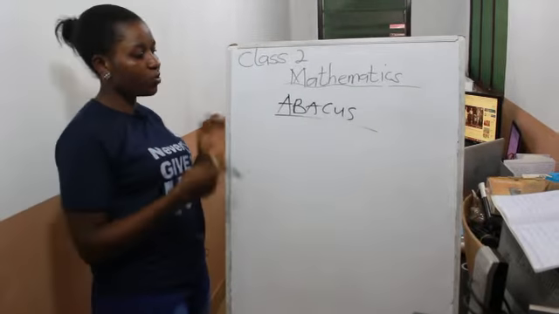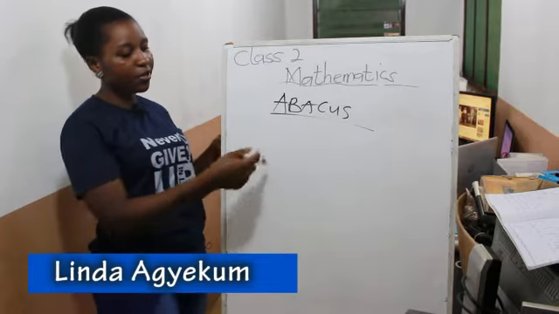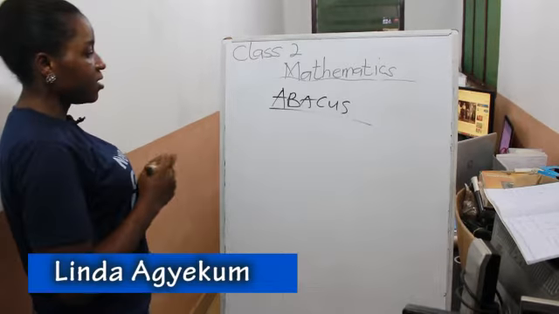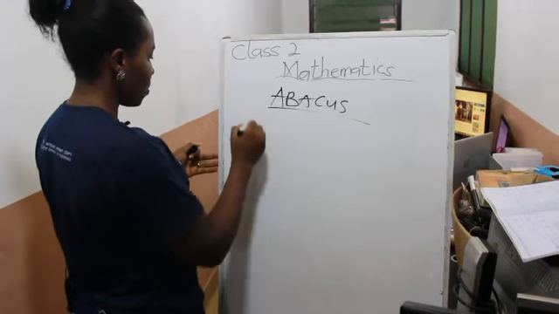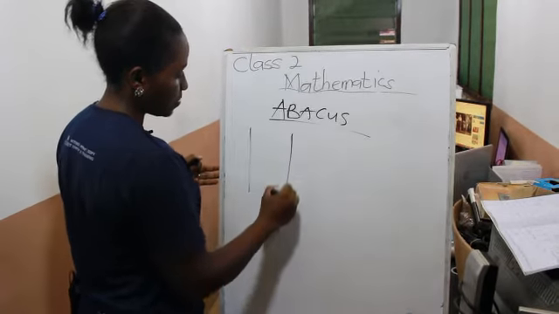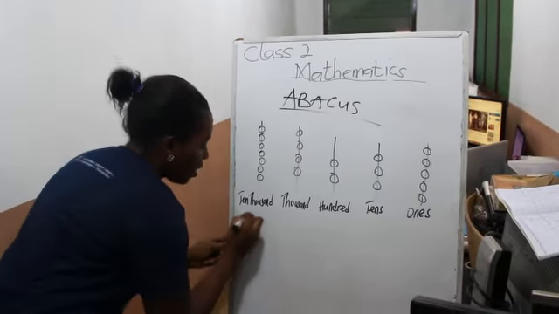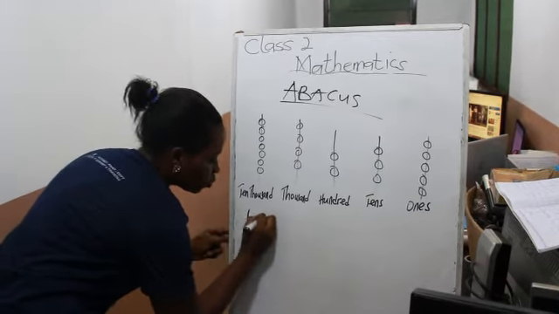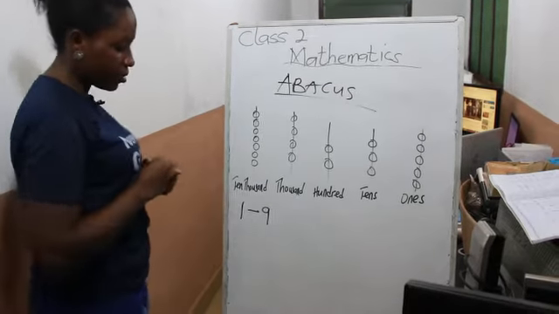So our next topic for today is abacus, and abacus means place value of a number. So let's learn some examples of abacus. Examples of ones are 1, 2, 9. Ones, they are single numbers, so ones.